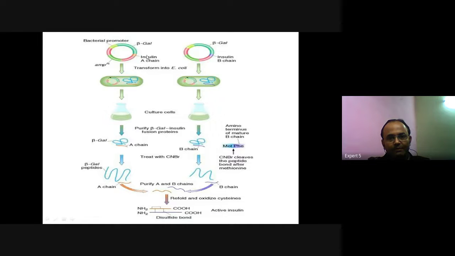After ligation, it forms a recombinant, and then the recombinant is transferred into the host cells. In this case, it is E. coli, and in this E. coli the insulin A chain and insulin B chain are expressed in the culture cells. For production on a large scale, it is transferred to the fermenter, where it produces insulin. The insulin forms as a fusion protein, because the beta-gal gene is also present. The chain is treated with cyanogen bromide, which cleaves the beta-gal peptides, and then the A chain and B chain are further modified, and disulfide bonds are created between these two chains, and then active insulin is formed.